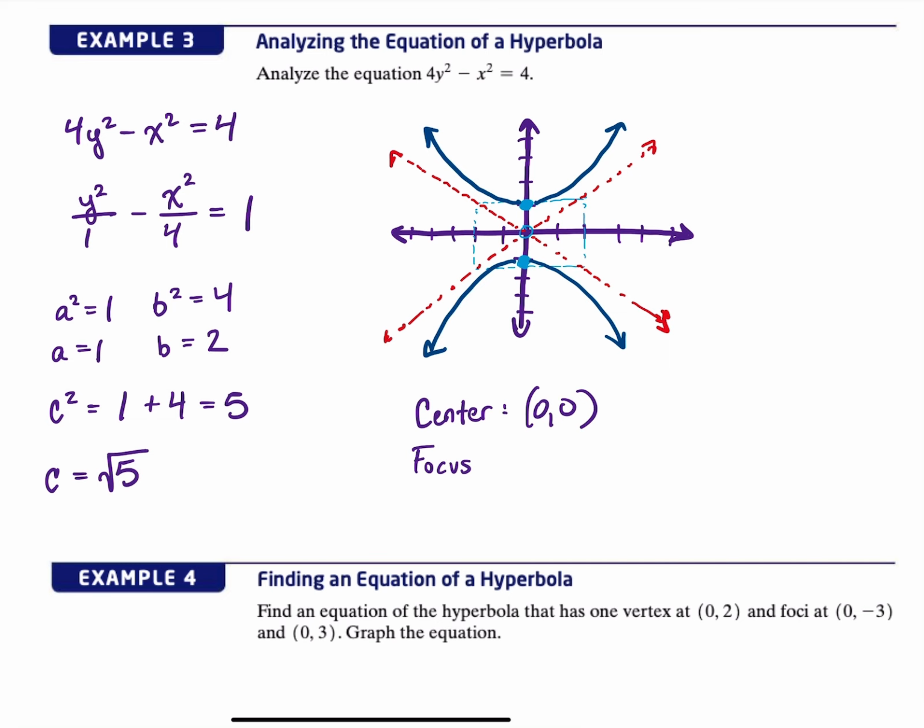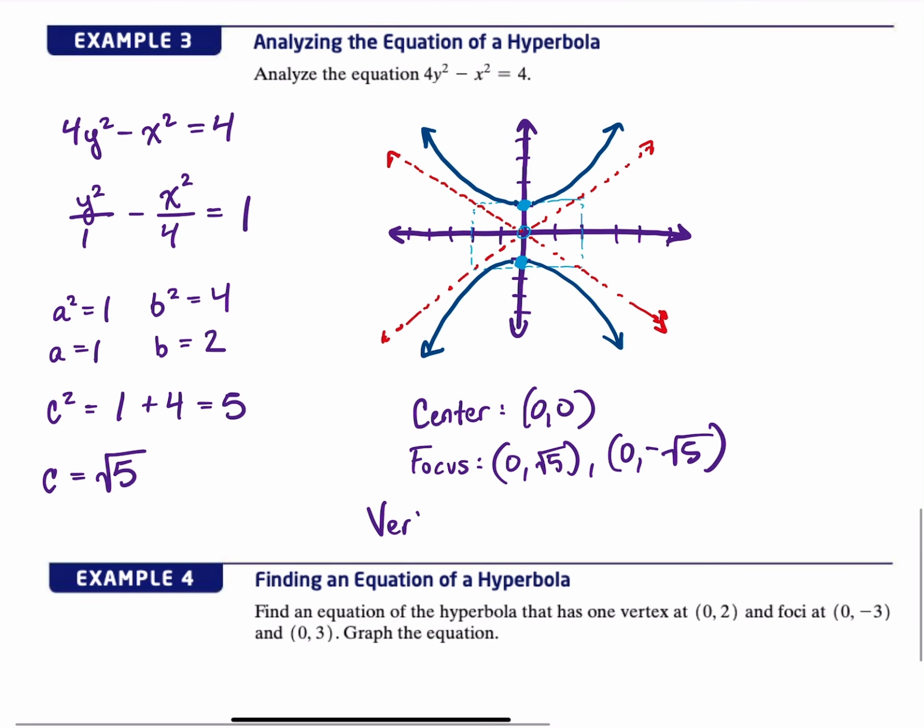Focus points, we would go a distance of the square root of 5, in this case above and below the center point. So that means it would be 0, comma, root 5 and 0, negative root 5. And then our vertices was a distance of 1 unit above and below our center point. So this would be 0, positive 1 and 0, negative 1.